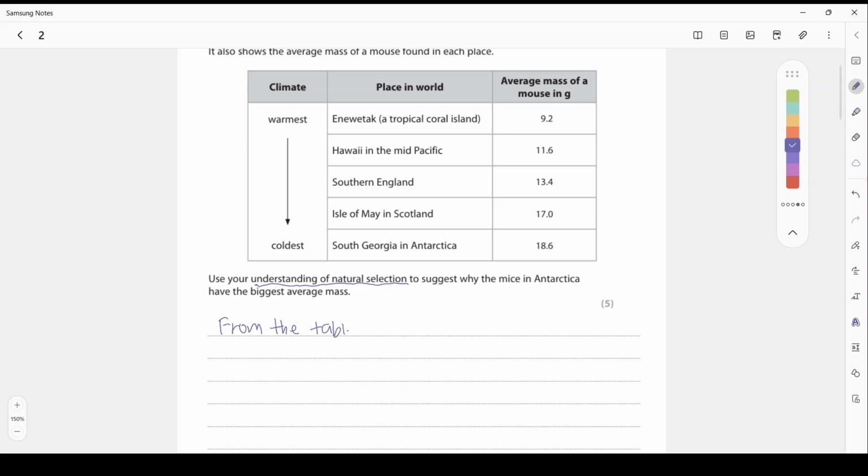From the table, it shows that the colder the climate, the greater the mass of the mouse. Okay, so why would that be the case?